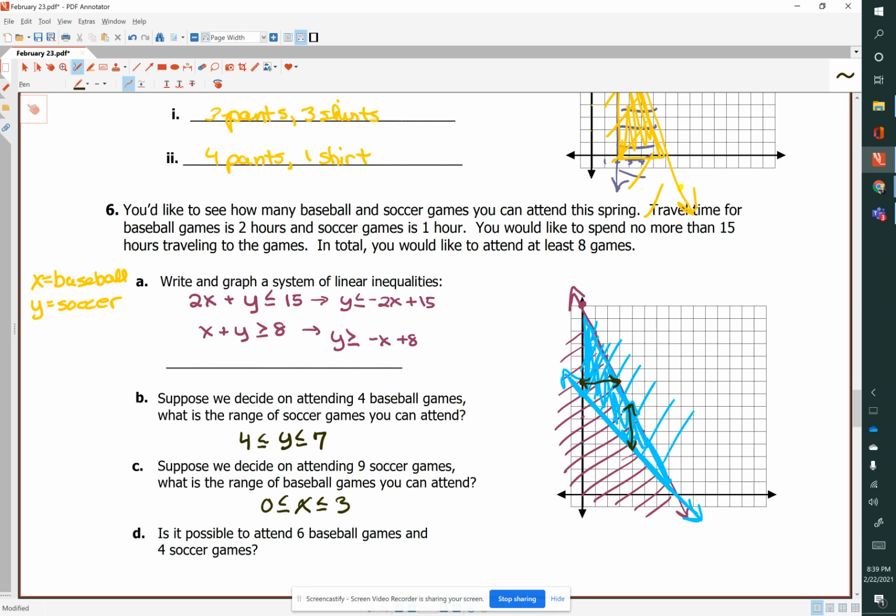Now, final question, is it possible to attend 6 baseball games and 4 soccer games? Well, let's see. 1, 2, 3, 4, 5, 6. That's our 6 baseball games and 1, 2, 3, 4 soccer games. Does that fall within our solution area? It does not. Okay, it's off the grid, so to speak. So we would say no, (6, 4) is outside the shaded region, which is our solution area.